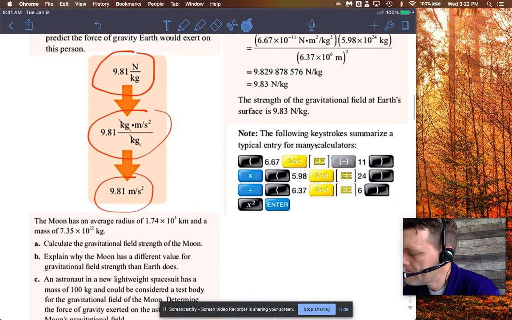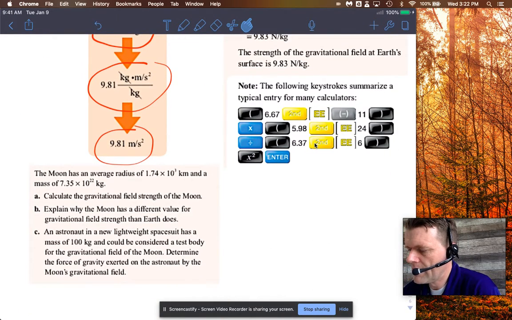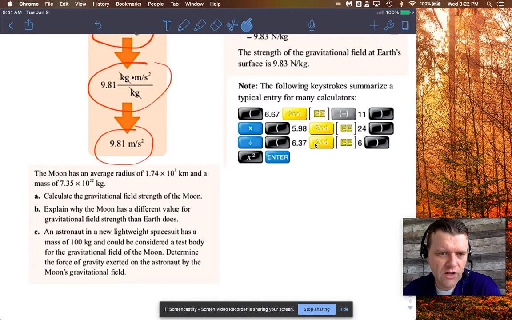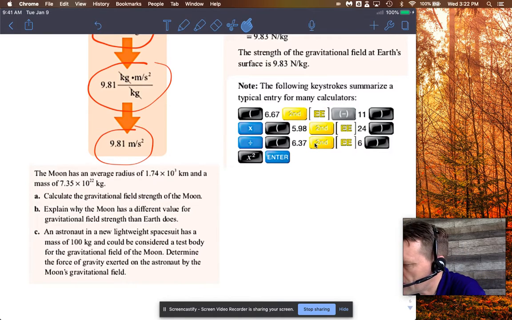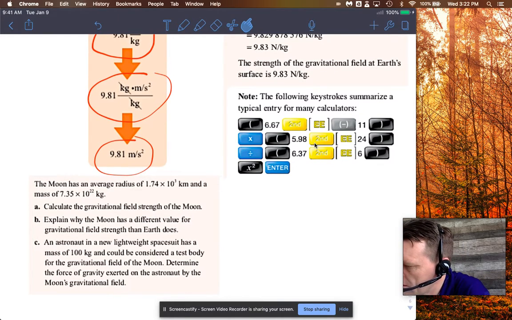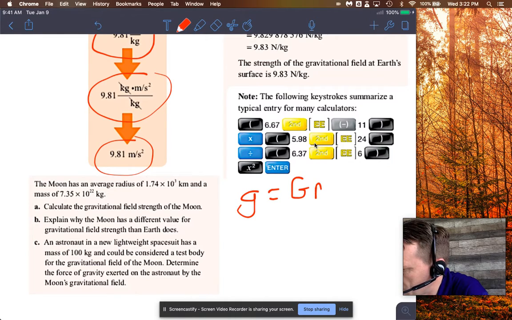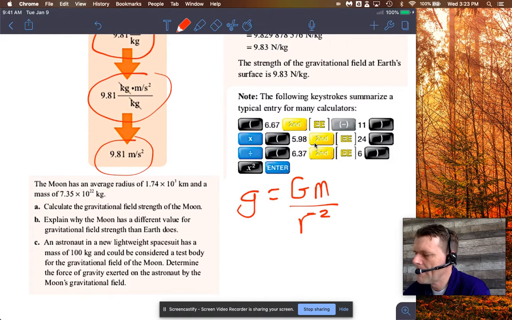Anyway, I do want to take a minute just on this one. The moon has an average radius of 1.74 times 10 to the third kilometers and has a mass of 7.35 times 10 to the 22nd. If we were to determine the gravitational field strength for the moon, we would use the gravitational field strength formula, g equals big G times M over R squared. And we would use this as your mass. And this radius is in kilometers.